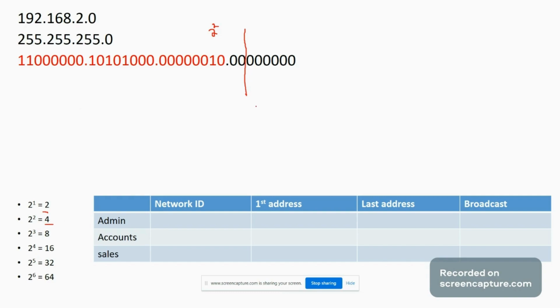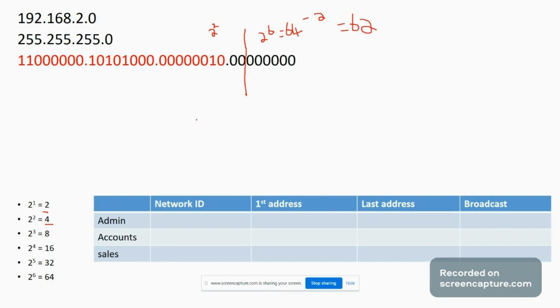Now, how many hosts are on each subnet? So we count the remaining zeros, which is 6. So that's 2 to the power of 6, which equals 64. That 64 is known as the block size. Now, to get the usable IP addresses from that, we've got to take away 2. Remember, you can't use the first address and you can't use the last. So that actually gives us 62 usable IP addresses.